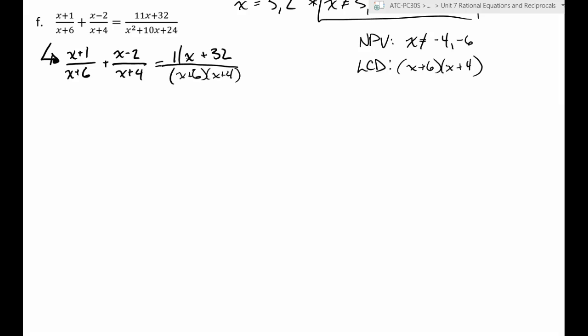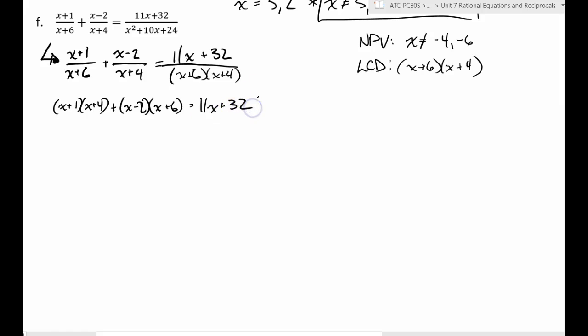Now again, if you are pretty good at picking out things that cancel, instead of writing it out beside each and every term, what you can do is go, okay, well, it's going to end up being x plus 1 times x plus 4 for my first term, because x plus 6s are going to cancel. My second term is going to be x minus 2 times x plus 6, because the x plus 4s are going to cancel out. And finally, on the right-hand side, because my lowest common denominator matches my denominator, it's just going to be 11x plus 32.